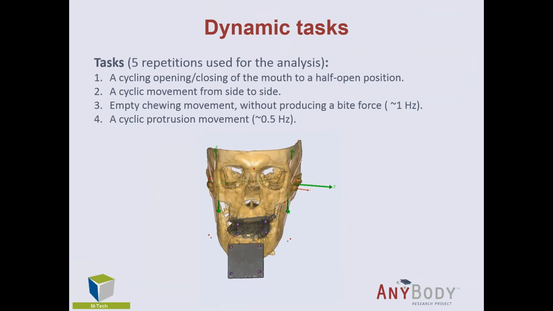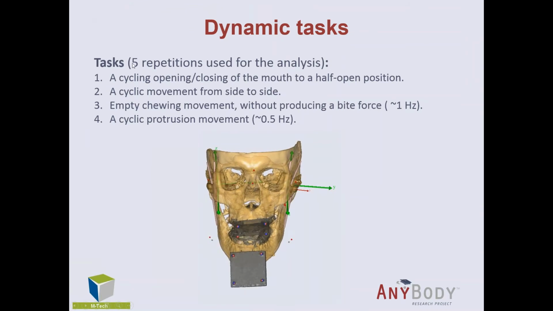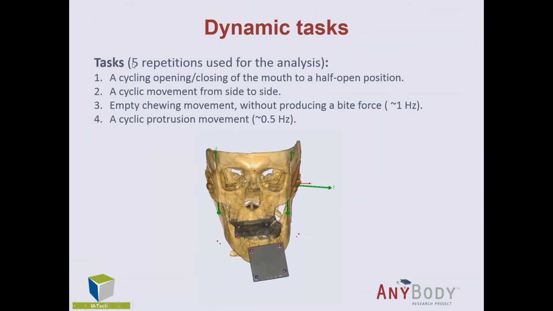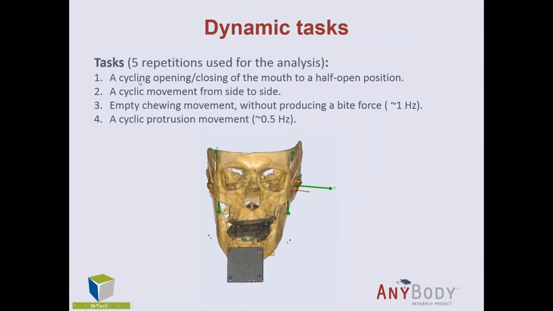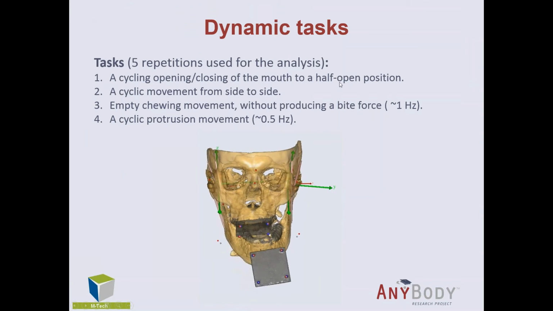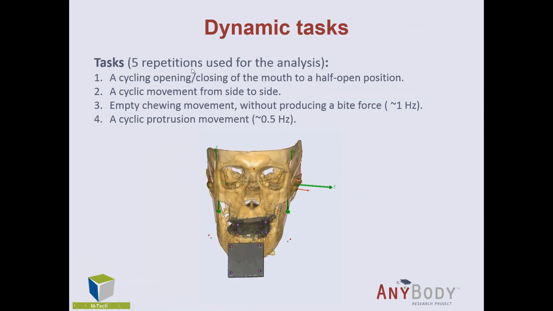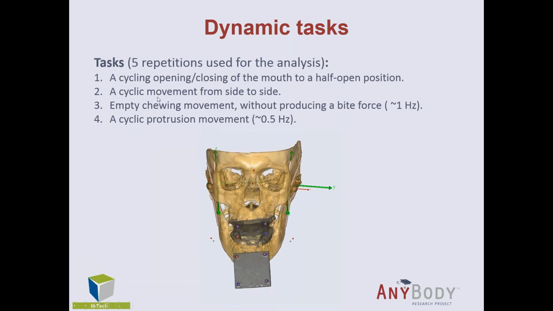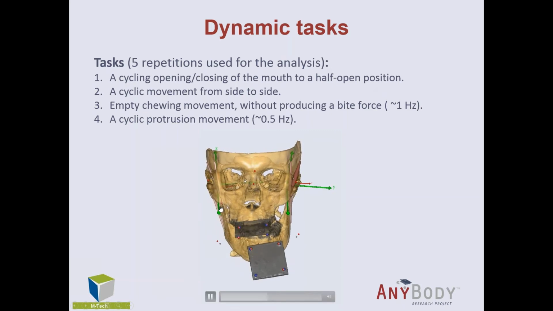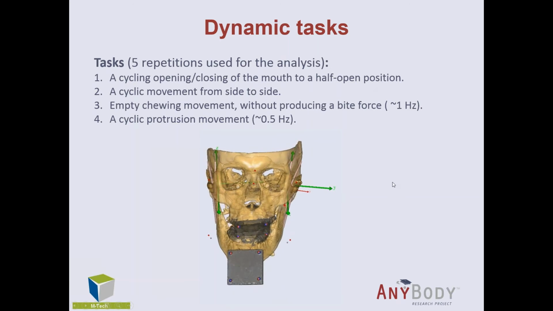So we did 4 tasks, and then 5 repetitions of each were used for the analysis that I'll go into a little bit later. So the subject did a cyclic opening and closing of the mouth to a half open position. So open to half, close again, open to half, close again, and so forth. The subject also did a cyclic movement from side to side, which is actually the one you can see down here with the reconstructed motion. So move the jaw to one side, move the jaw to the other.